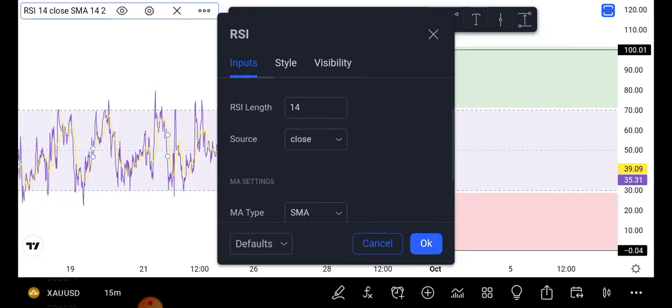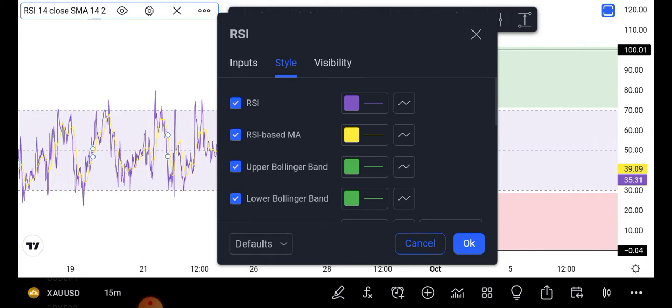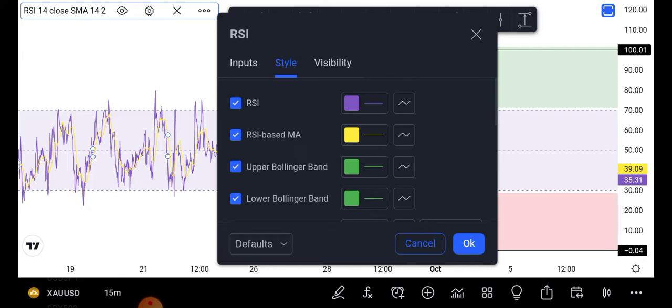So, RSI overbought and oversold. Where do I get it?